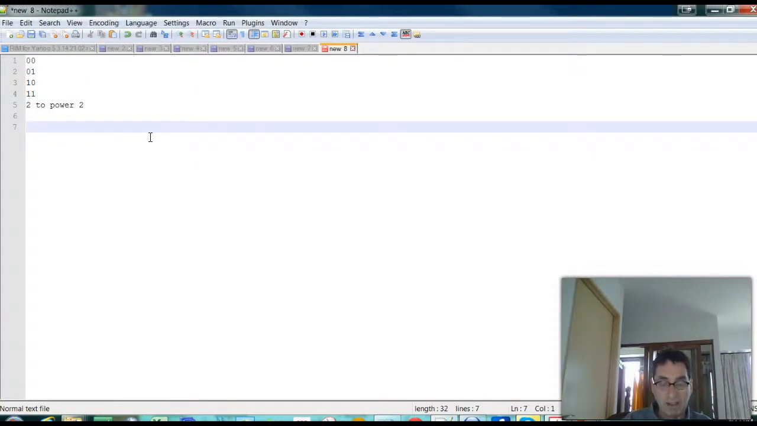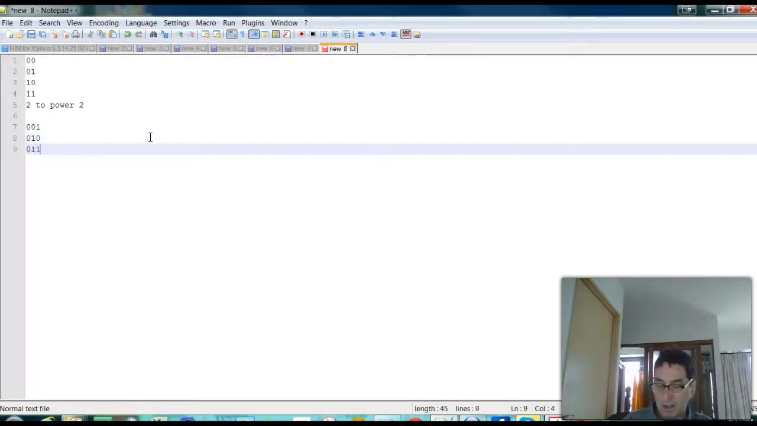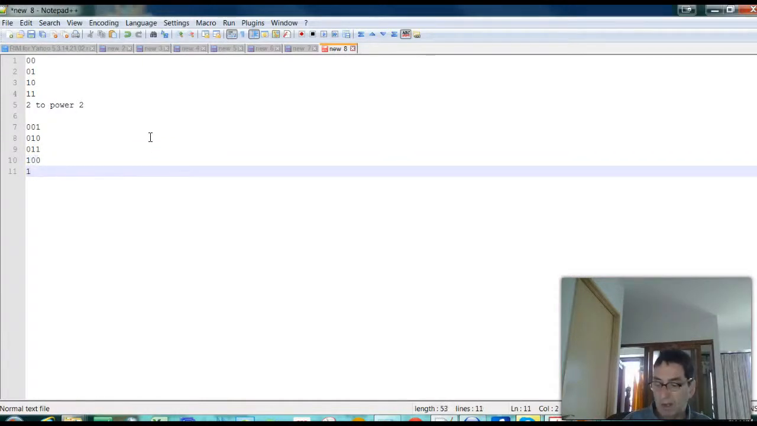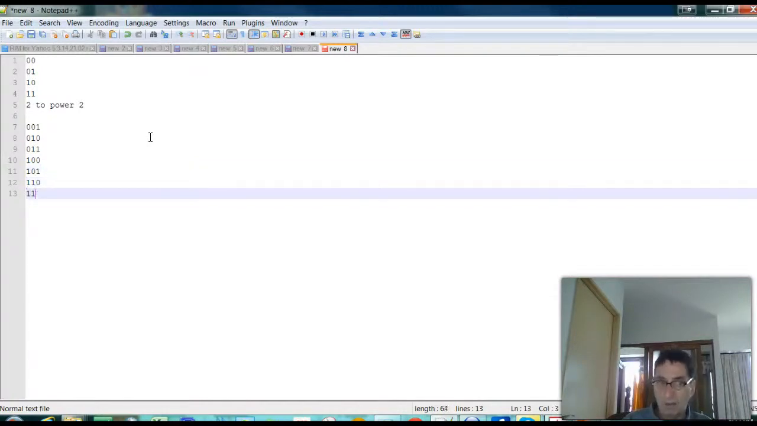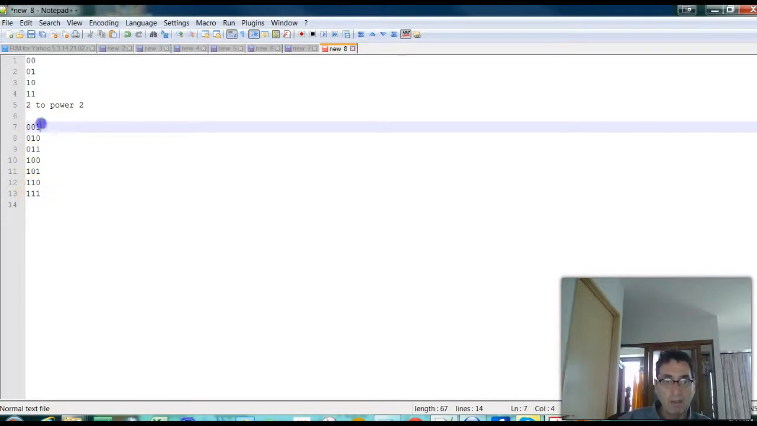How about if I had 3 bits instead of 2 bits? Then I could have 0, 0, 1. I could have 0, 1, 0. 0, 1, 1. 1, 0, 0. 1, 0, 1. 1, 1, 0. And 1, 1, 1. Those are all the possibilities. Wait, did I get them all? Oh, I could also have 0, 0, 0. So there are 8 possibilities.